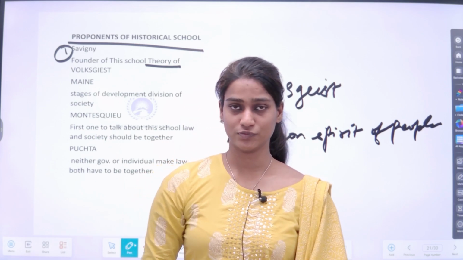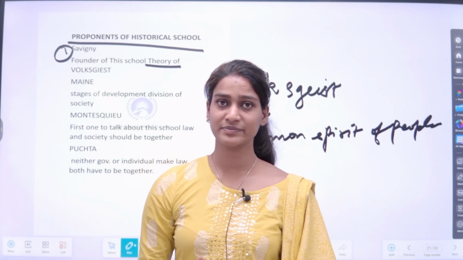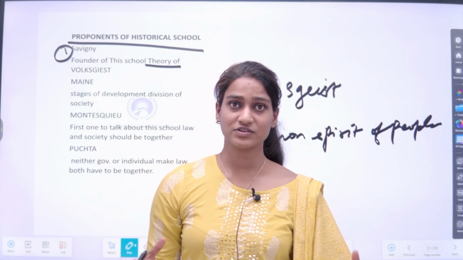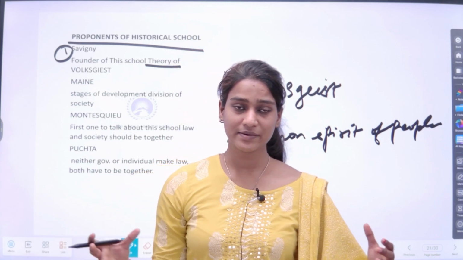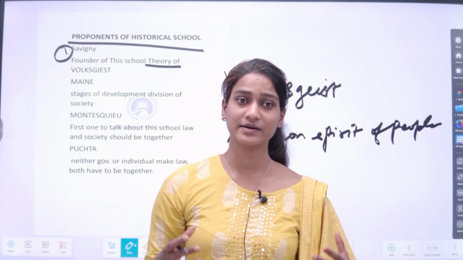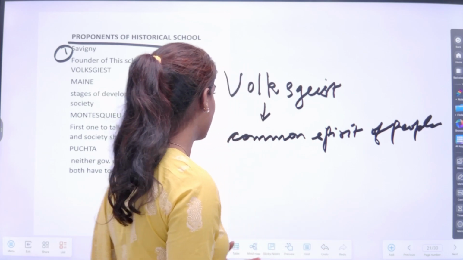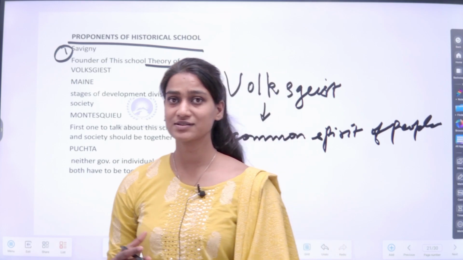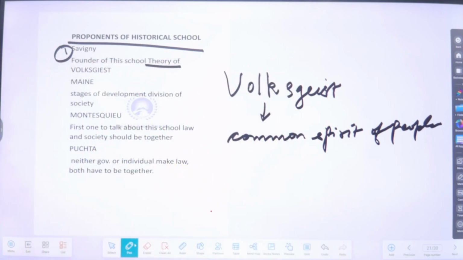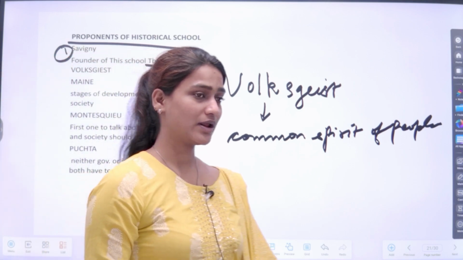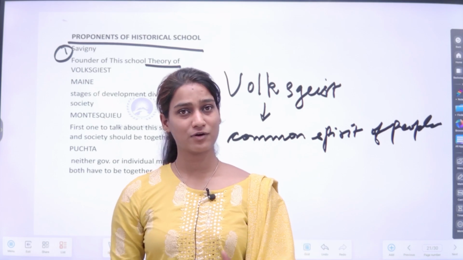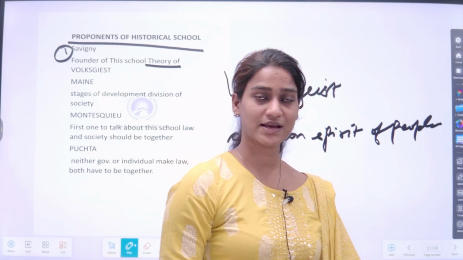According to Savigny, the theory of Volksgeist means there is some common spirit of people, a common thing which makes them bound together, which keeps them interactive and interdependent. That common spirit of people should be taken into account while making any law, is what the historical school has to say. Just making people agree to a particular law is not what is to be done. We should look into the common notions followed in society, the common spirit, which has to be taken into account.